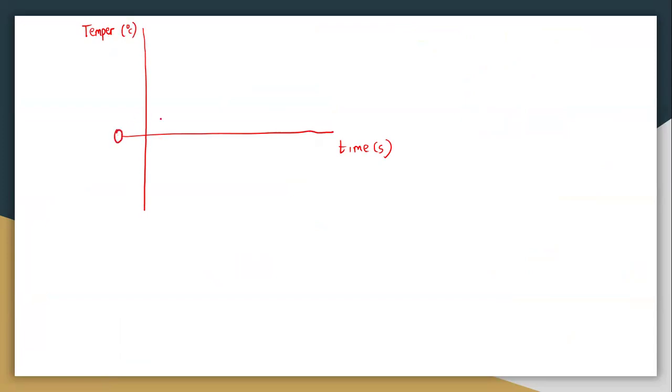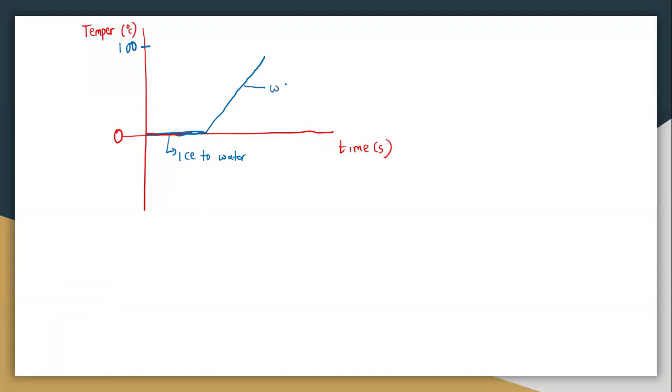So they told us that the ice was initially at 0 degrees. So this ice of ours is going to be at 0 degrees. That is our ice at 0. Now, we have the ice turning to water. After applying a given quantity of heat, the temperature is going to increase until it reaches the boiling point, which is 100.